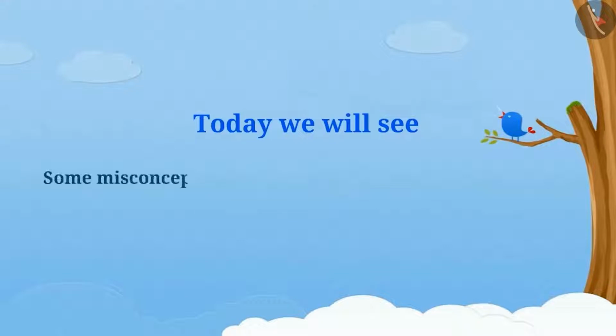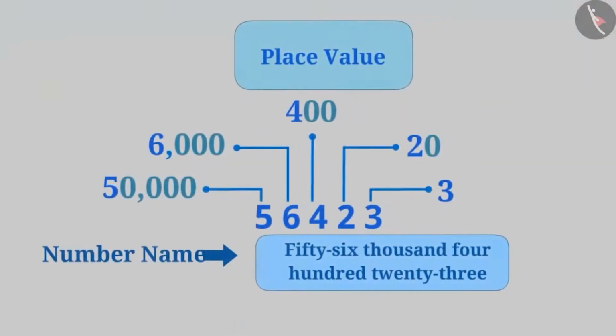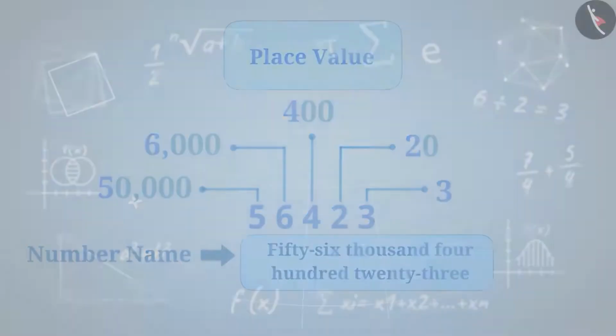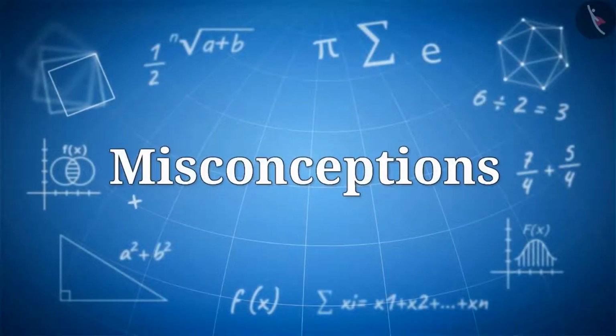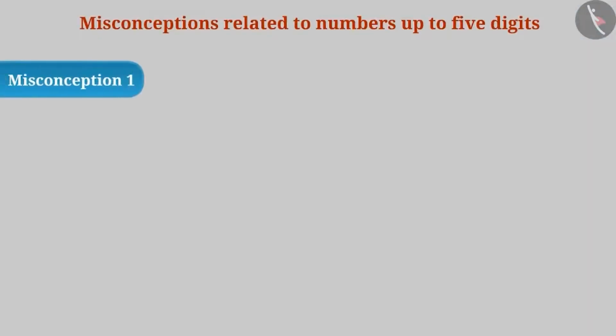Today, we will see some misconceptions related to numbers up to 5 digits. So far, we learned about numbers up to 5 digits, and now we will talk about some misconceptions related to them. Misconception 1.